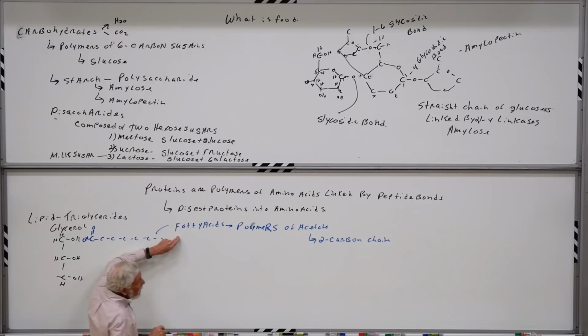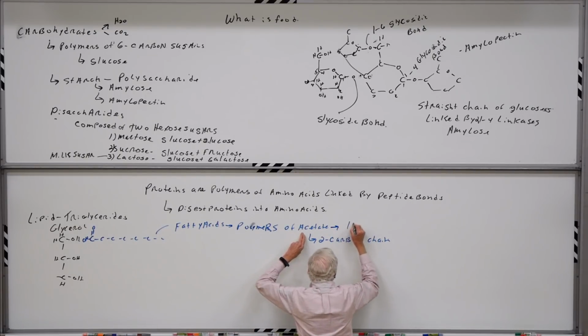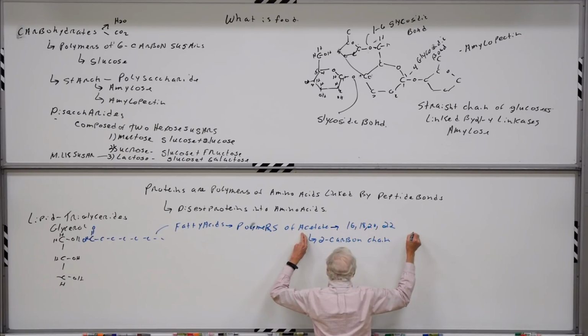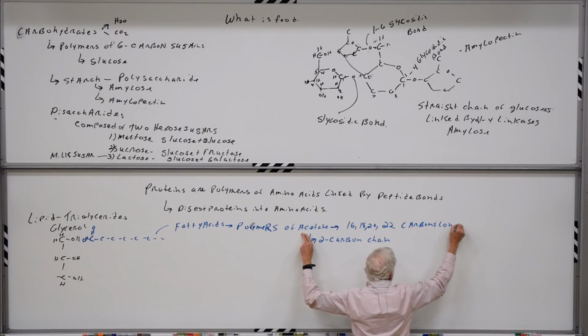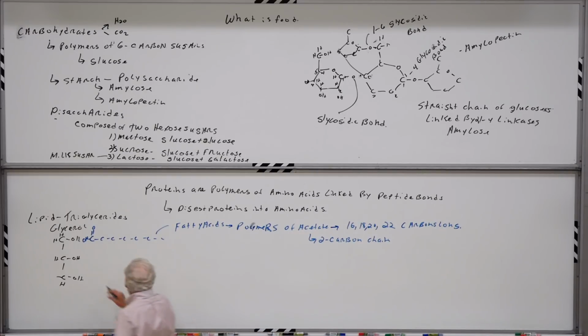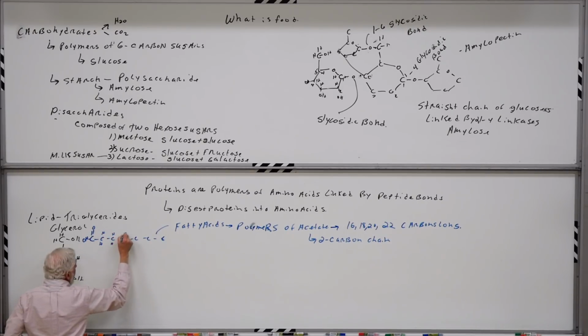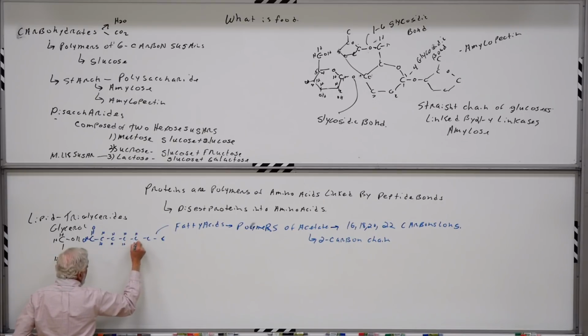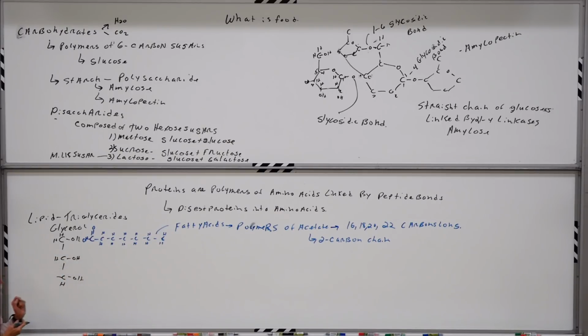And typically we find these fatty acids, because they're polymers of acetate, being 16, 18, 20, or 22 carbons long. I'm not going to draw this all out, but you can see how we have these two carbons and so forth, all in even numbers out to 16, 18, or 20, or 22.